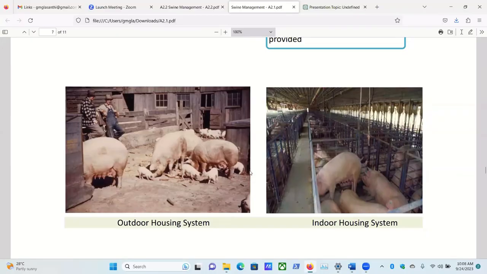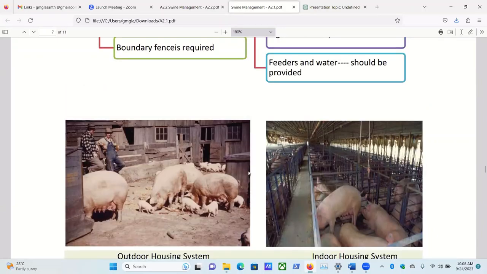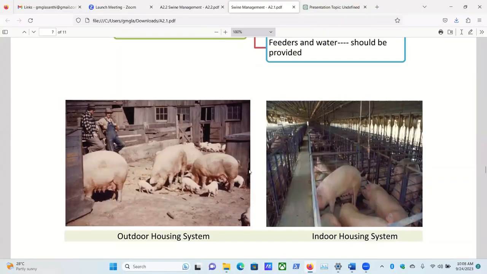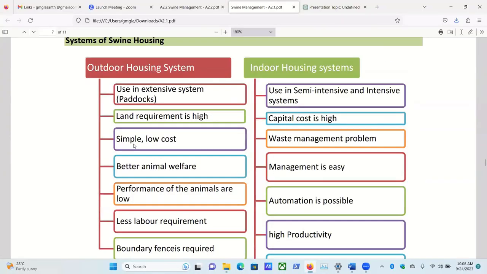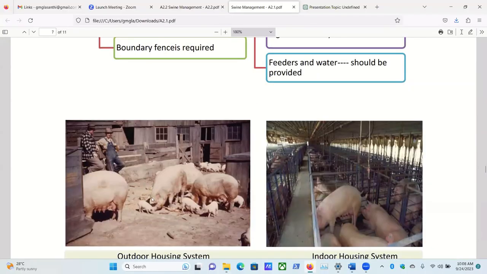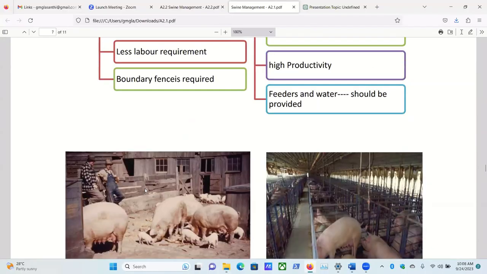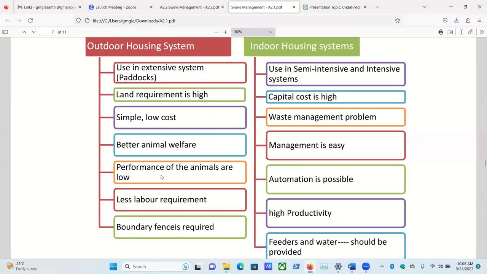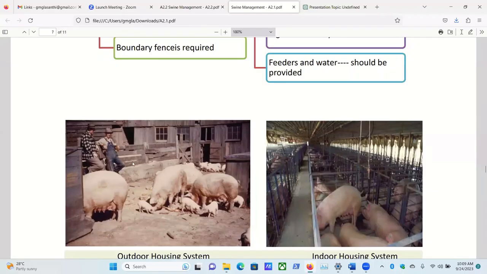So let's discuss these two. As you can see, the outdoor housing system is an extensive housing system. We don't provide much investment in building structures. But the land requirement is very high. We are providing only a surrounding fence.